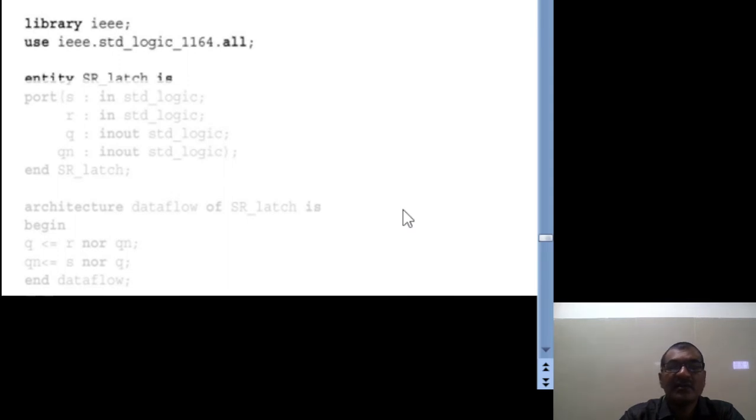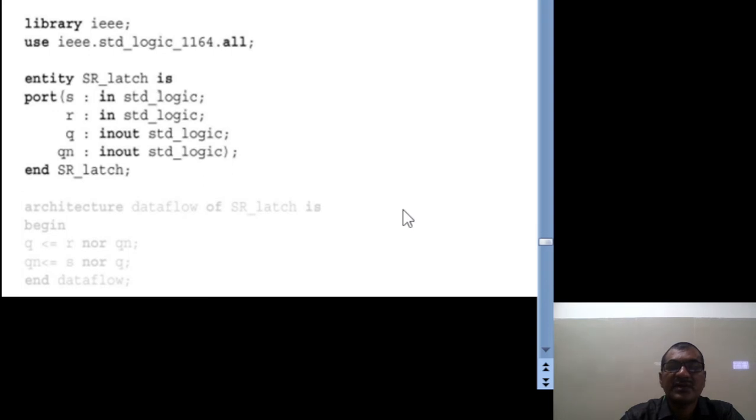From that library, one package you have to use, that is use IEEE.standard_logic_1164.all. In order to use different declarations available in the standard logic package, that package you need to put in the open mode. After that, entity declaration.